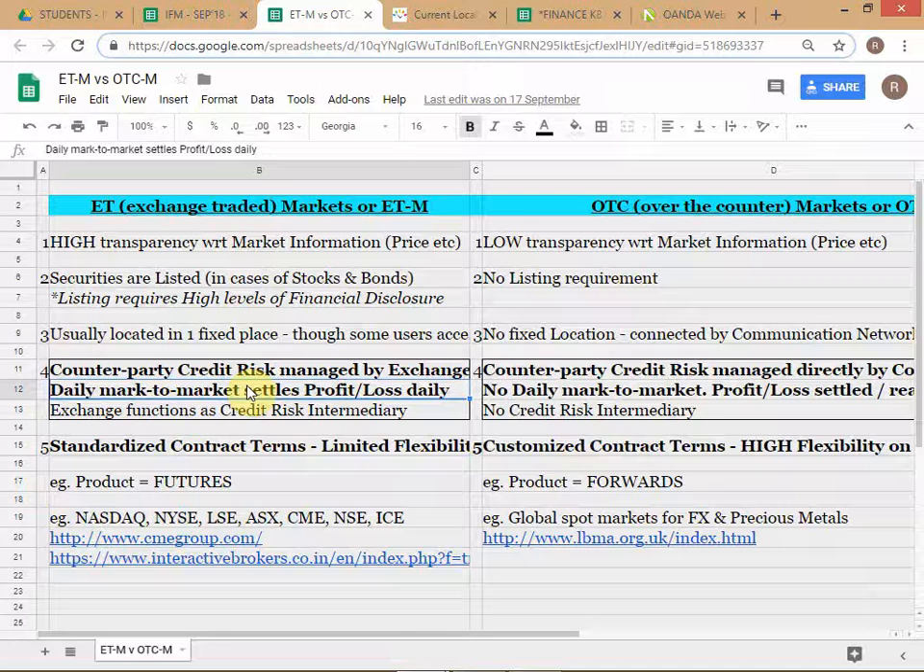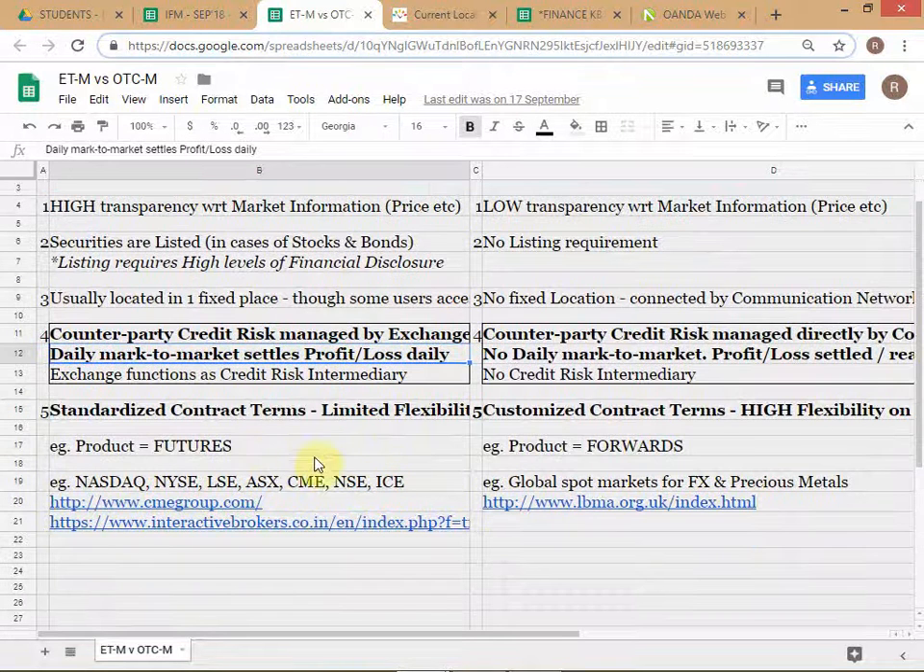Question point number 5. This point is basically that in the case of ETM, your counterparty credit risk is managed by the exchange clearinghouse, and the point you should mention is that the ECH engages in credit risk intermediation. That is the proper way to distinguish, whereas in the case of OTC markets, there is no credit risk intermediary. It is completely on the two parties involved. This is how this question point should have been explained.